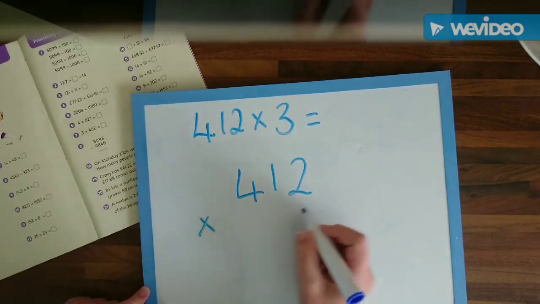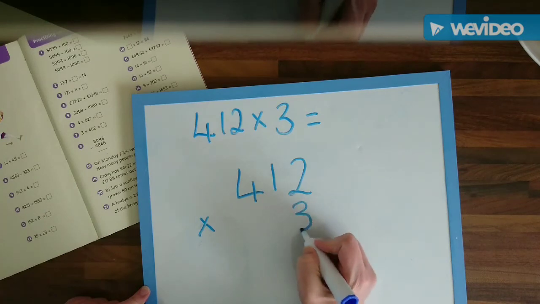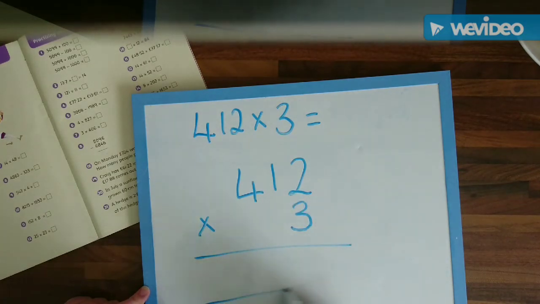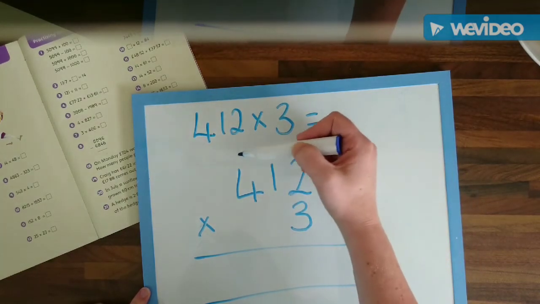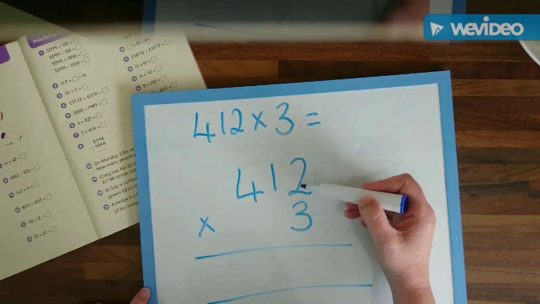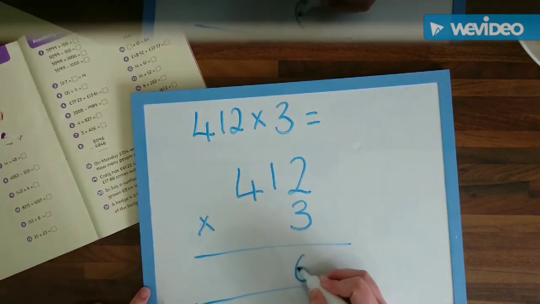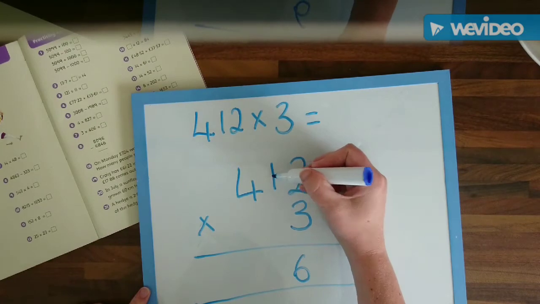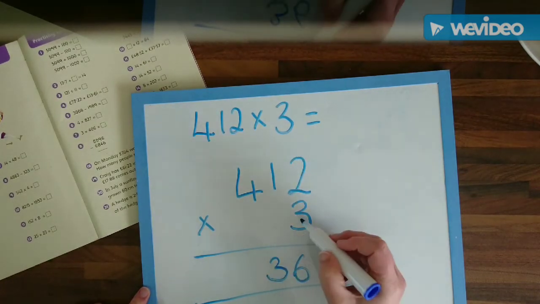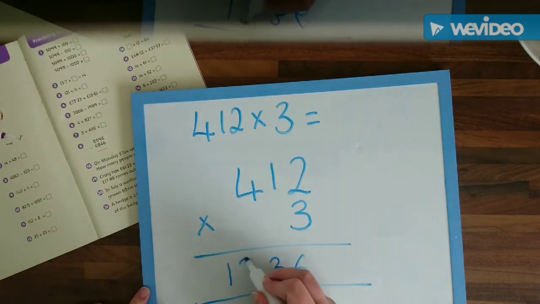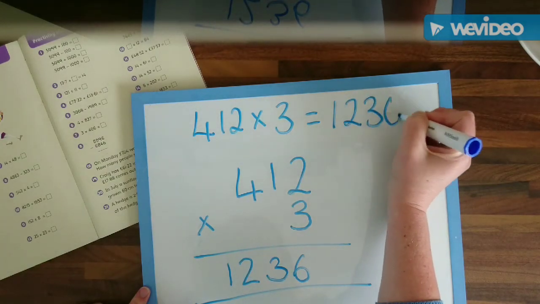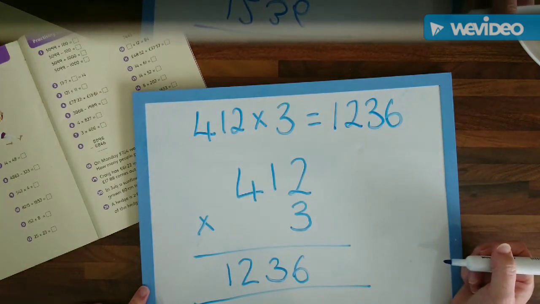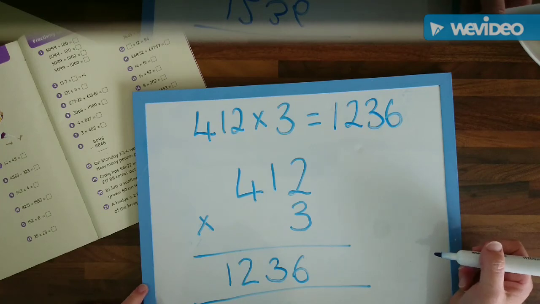412 multiplied, really important I put my 3 here in my 1s because it is 3 1s. And again, I'm going to work from my 1s, then across to my 10s, then across to my 100s. So 3 times 2 is 6, 3 times 1 is 3, and 3 times 4 is 12. So I get an answer of 1,236. So that's just a quick reminder of some of the methods we have used this year for multiplying and dividing larger numbers.